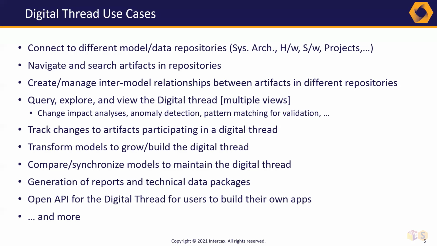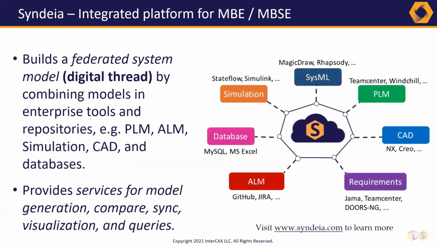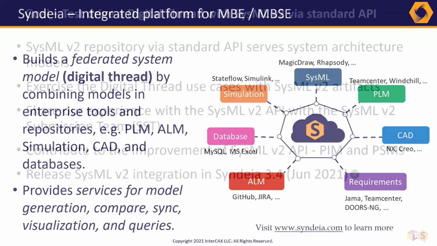It has to be available through an API to allow organizations to build their own apps, to build their own analytics, to build their own use cases on top of the digital thread. Those are some of the key use cases here. During this presentation, we will showcase Syndeia. This is a digital thread platform that we at Intercax build and provide to our customers. Syndeia provides a way to build a federated model, aka a digital thread, by combining models in different enterprise tools and repositories. And more importantly, it provides services for model generation, transformation, compare, sync, visualization, queries, some of which you will see today in the presentation.